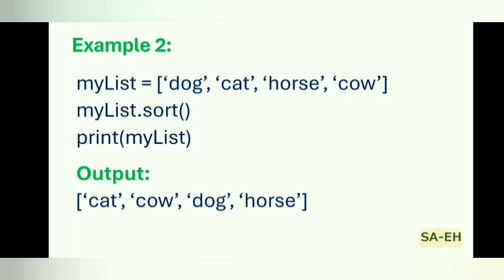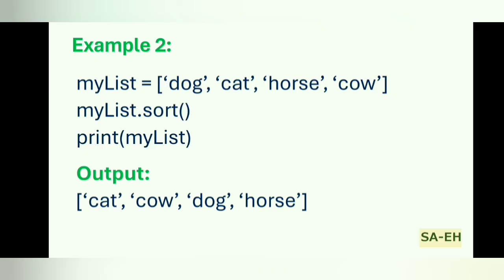Example 2. In this example, the first thing I did was create a new list with the 4 string values dog, cat, horse and cow and assign it to the variable myList. In the next statement, I call the list.sort method. By default, the sort method sorts the items in a list in ascending order.